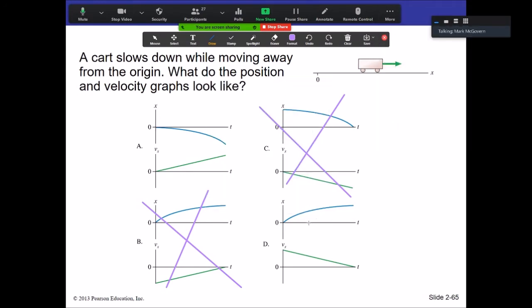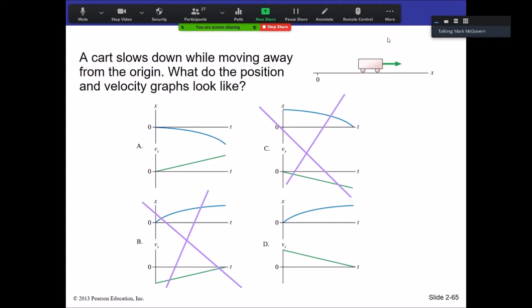What's the difference between these two? Well, A shows speeding up, right? We start at a 0 speed, and it gets larger and larger. D starts off with a speed, positive, but then starts to go down. So it looks like D is our answer. D is our answer. D is definitely the answer. All right, and we base that pretty much just on the velocity graphs. I did not really need to look at the position graphs.